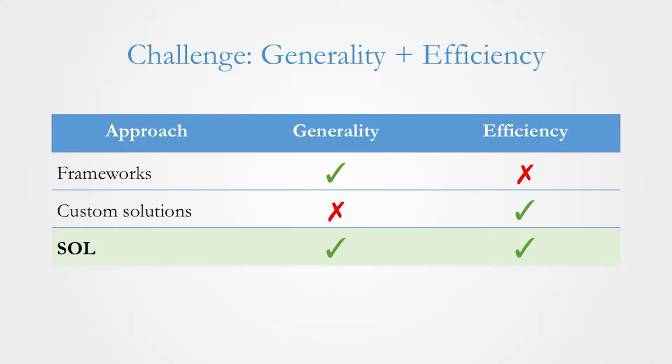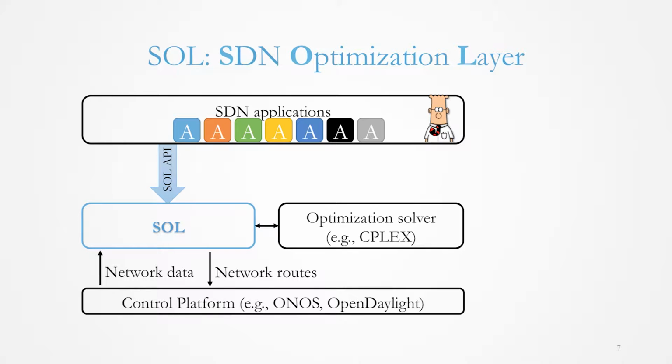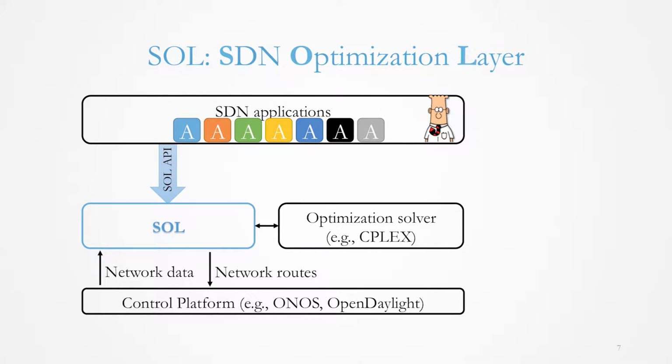Now, in our work, SOL, we try to achieve both. So let me tell you how we actually do that. SOL stands for SDN Optimization Layer. This is the framework we're proposing, this is what we're designing. It is the optimization layer that sits on top of the control platform and talks to a solver, such as CPLEX or Gurobi or whatever. It's a general linear program solver. It exposes a set of interfaces, or APIs as we call them, to the developer who writes the SDN applications.